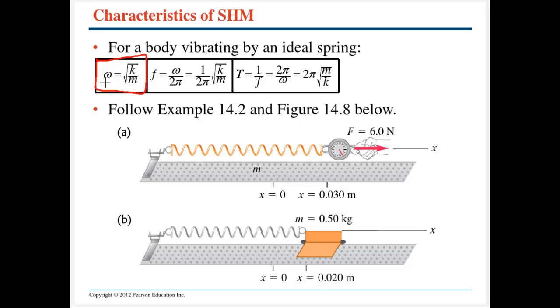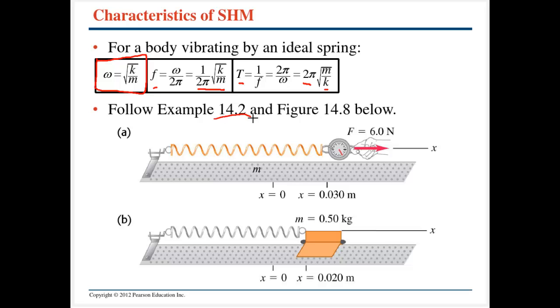We can say that the angular frequency is going to be the square root of the spring constant divided by the mass. The frequency is going to be 1 over 2 pi times the square root of k, the spring constant, divided by mass. And the period is simply going to be 1 over that, or 2 pi square root of m over k.